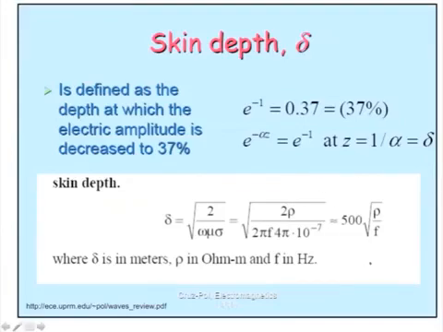So it's well worth trying to memorize this skin depth approximation: 500 times the square root of rho over f. Because that tells you a lot about what your electromagnetic technique is going to get you.